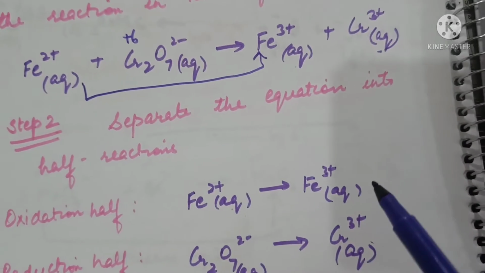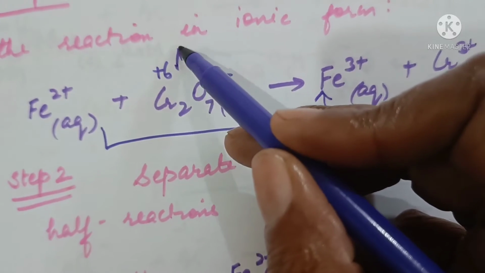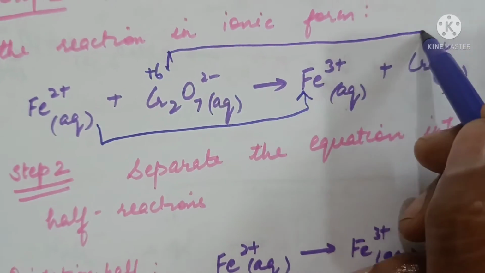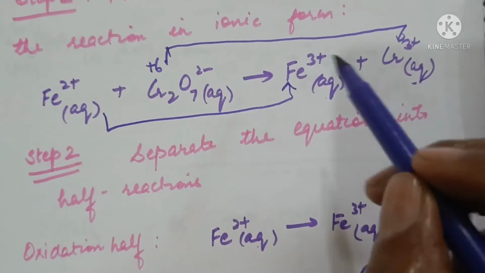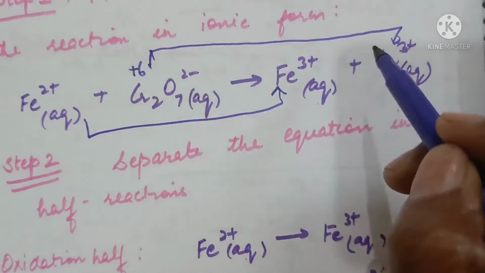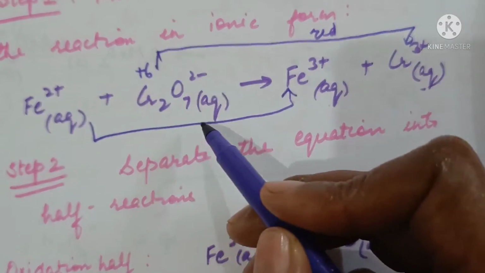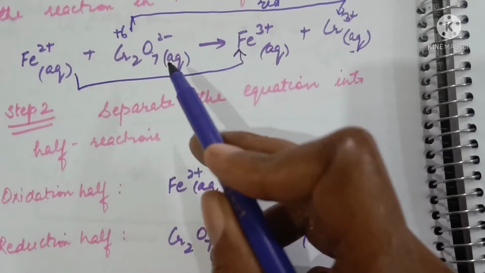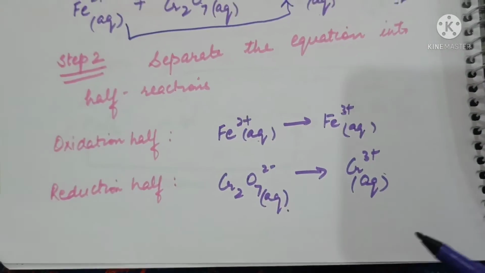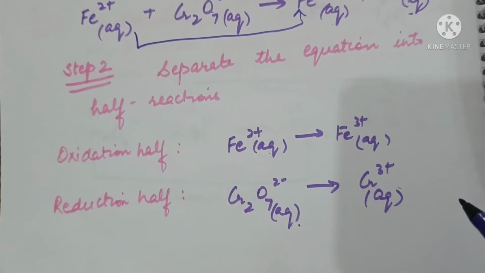Ferrous changes to ferric. Similarly, chromium's oxidation number changes from +6 to +3 for each atom. This is a decrease in oxidation number, or reduction. So we write the reduction half reaction separately: dichromate ions change to chromium ions. Now we are going to balance them separately.